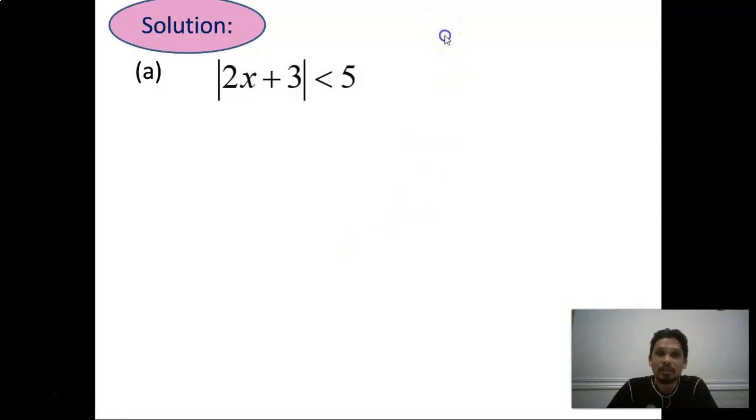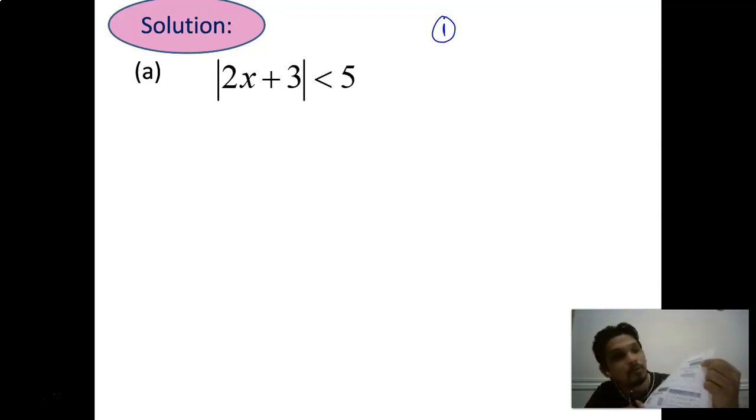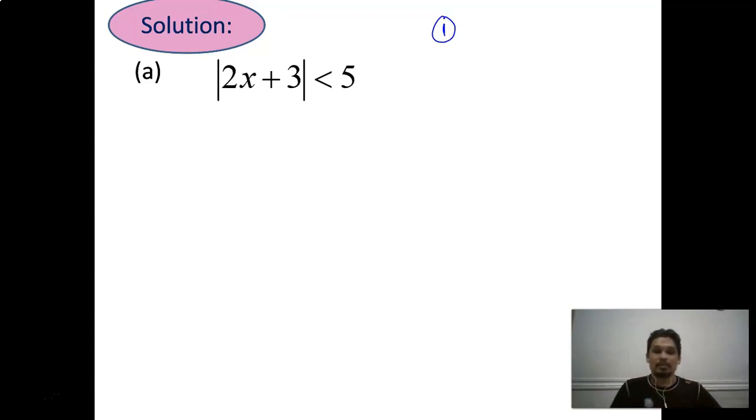Okay, so option number one. From this statement, modulus of 2x plus 3 less than 5. You still remember what sign we're going to use for this one here? Yes, this one. From modulus of x less than a, refer to this one here now. Modulus of x less than a, then it is x less than a and x greater than negative a, and also this one here, x in between negative a and a. So we are referring to this.